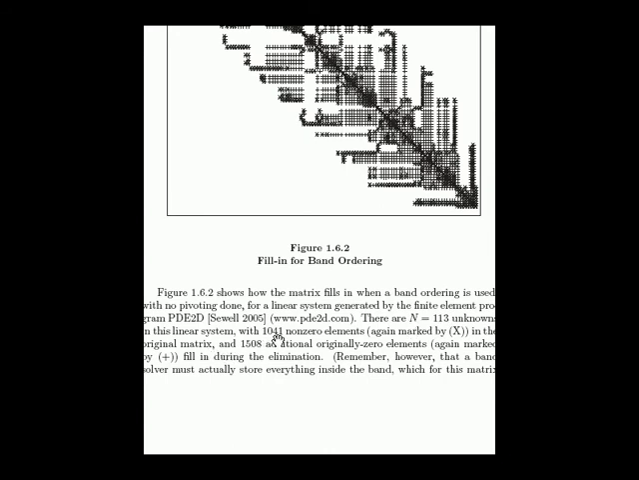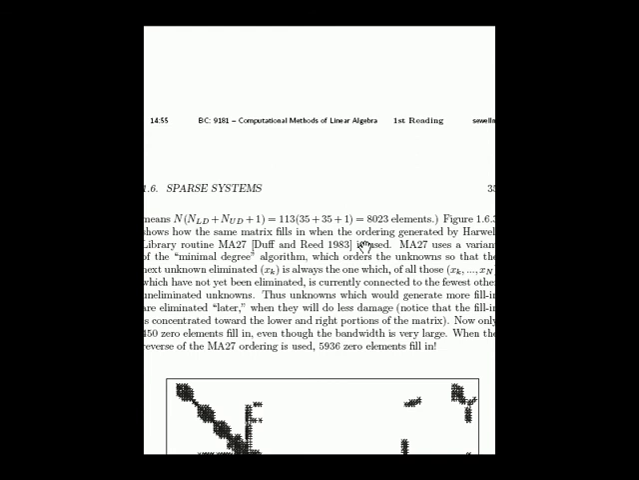There are 1,041 non-zeros in the original matrix, and then with the band ordering, 1,508 more elements fill in, but the band solver has to keep up not only with those, but the ones inside the band that don't happen to fill in. So the band solver has to store 8,000 elements basically, whereas the sparse direct solver, there are only 450 non-zero elements that fill in, compared to 1,500 with the band solver.